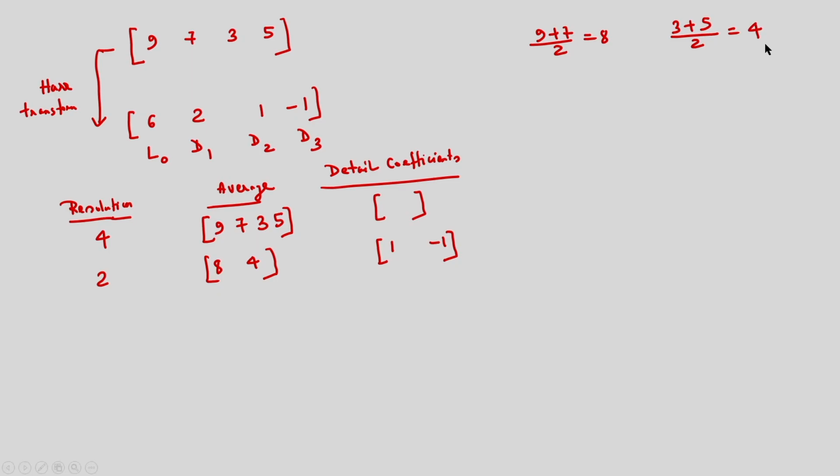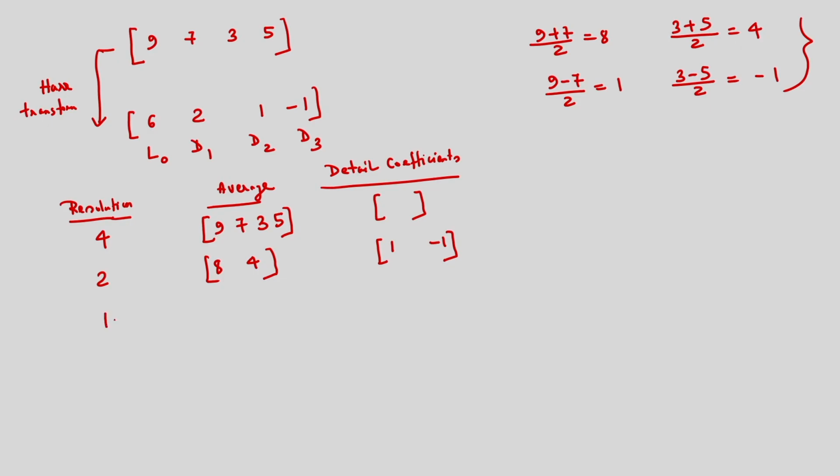And how to determine the detail information? That is detail coefficients. 9 minus 7 divided by 2, so it will be 1. And another one is 3 minus 5 divided by 2, that will be equal to minus 1. So like this I am calculating the average coefficients and the detail coefficients, that is the approximate coefficient and the detail coefficients.